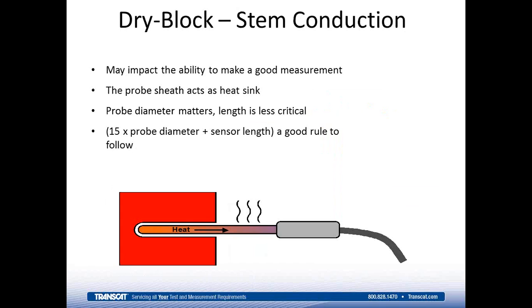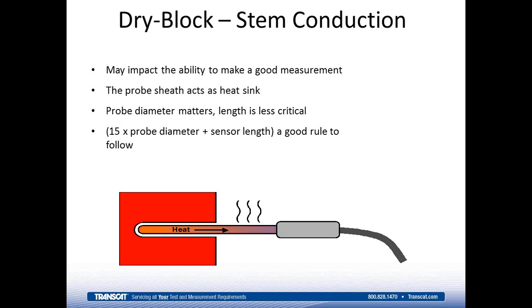Stem conduction is another thing to consider. It can be a source of error. This may impact the ability to make a good measurement. In this illustration, you see that the sheath of the probe acts as a heat sink and allows heat to be pulled from the bottom of the probe or the tip of the probe up out into ambient air.